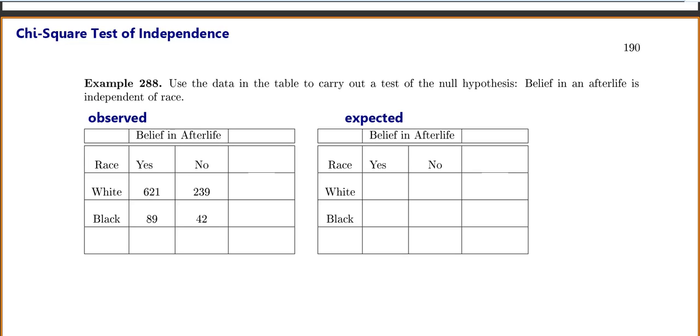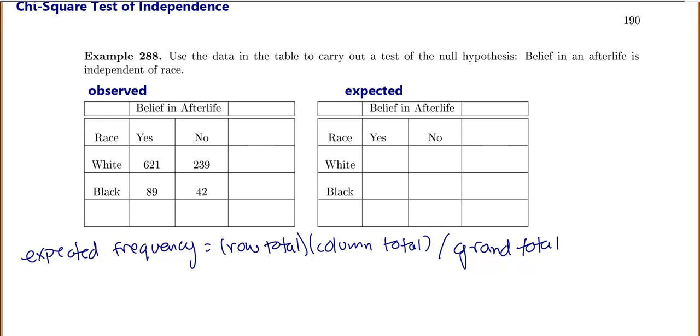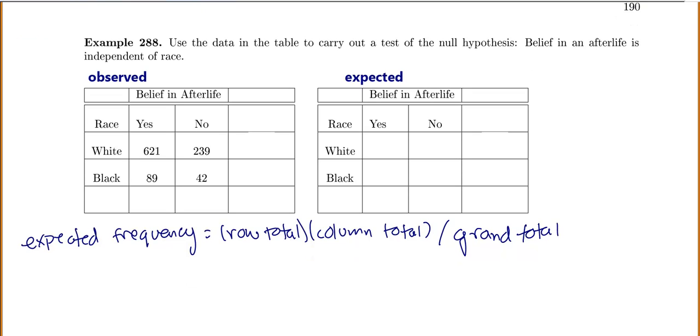Let's go ahead and find our expected frequencies. Our expected frequency is going to be our row total times our column total, divided by our grand total. So let's do the spot first. Oh, look, they didn't give me any totals, so I need to go ahead and find the totals.